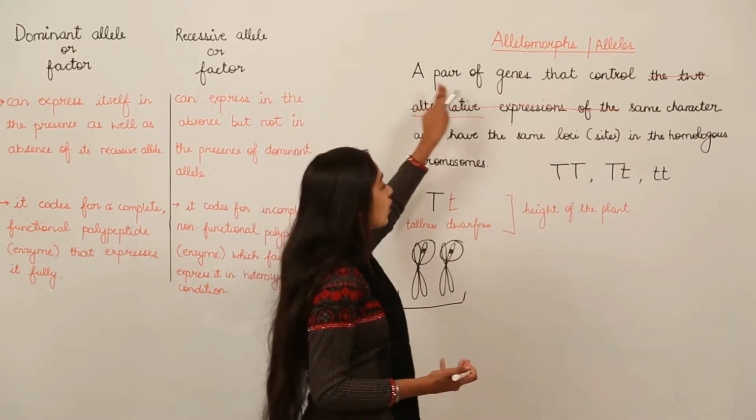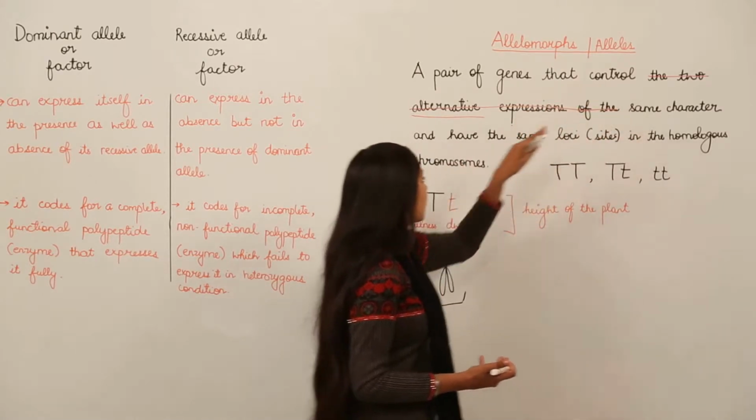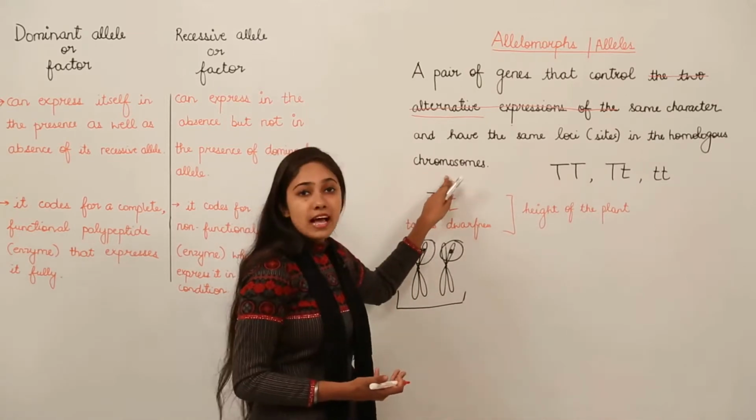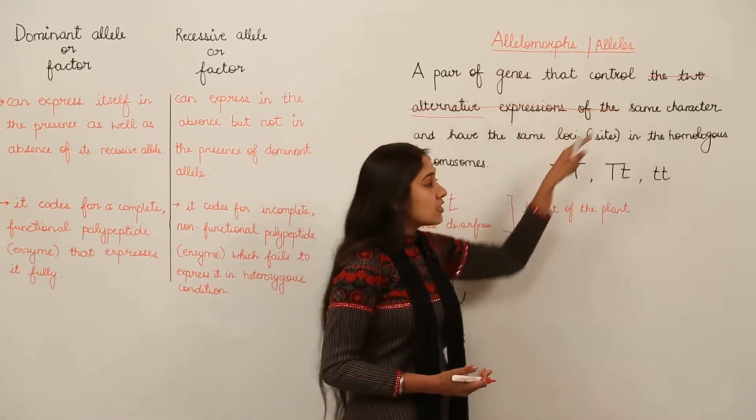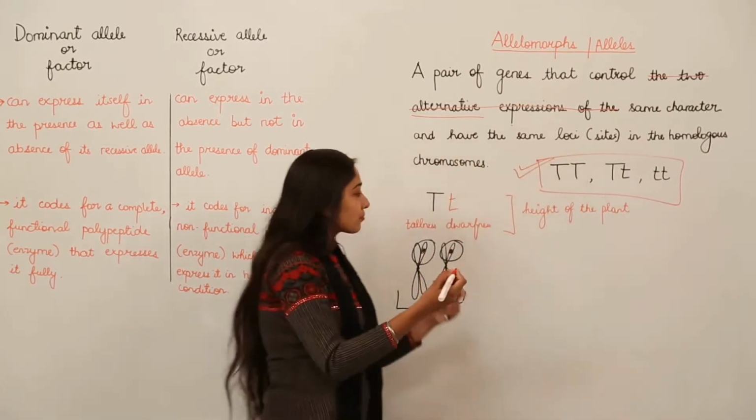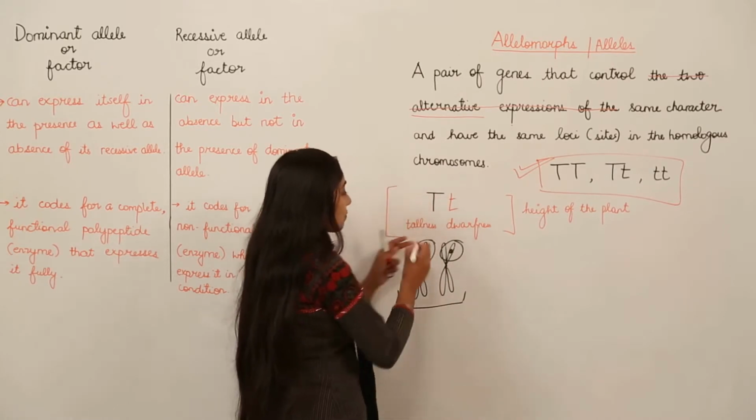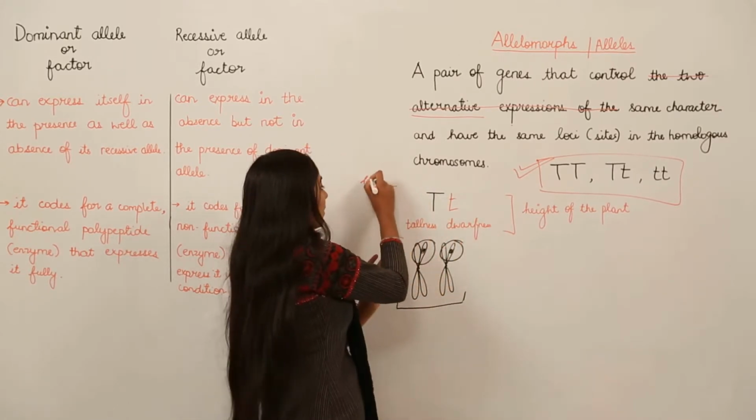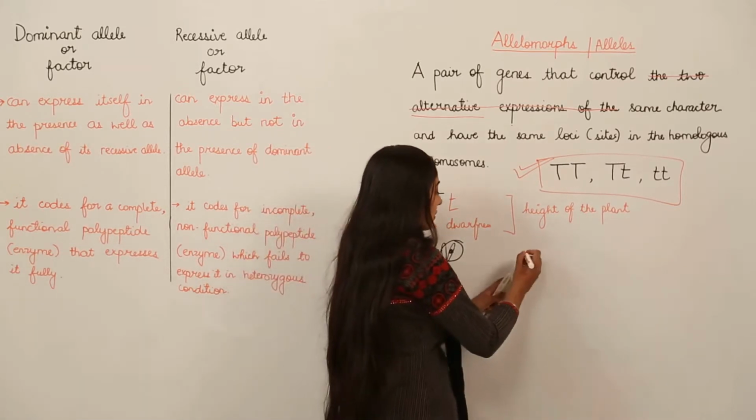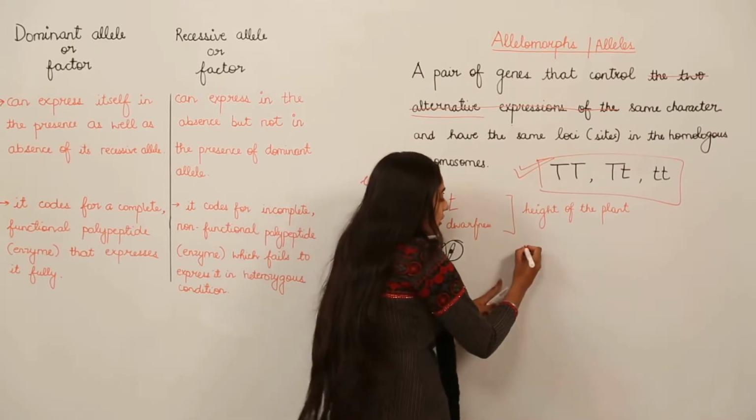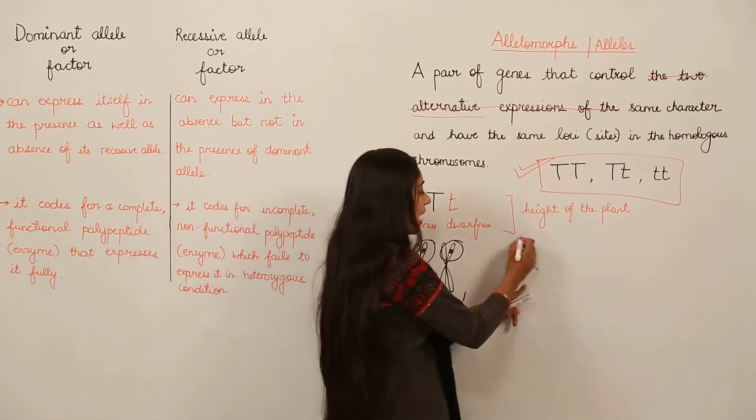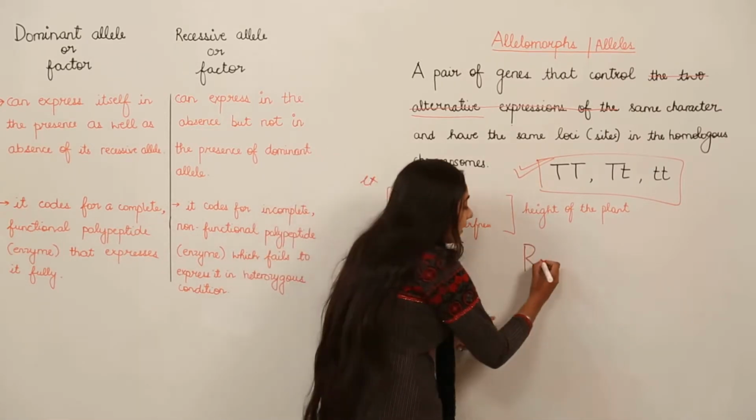Remember, a pair of genes that control same character and have the same loci or sites in the homologous chromosomes are considered as allelomorphs or alleles. So these are also alleles, remember. But according to the earlier definition, this pair was termed as allele. This is an example. You can talk about other examples also. For example, if we talk about round seeds and wrinkled seeds. So this dominant character is round seeds. So we have an uppercase letter R and a lowercase letter r.